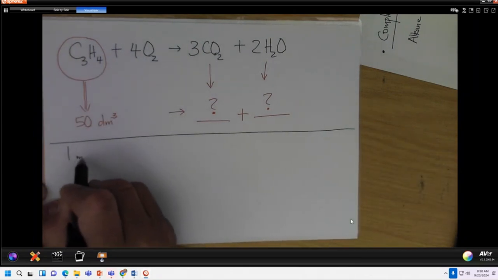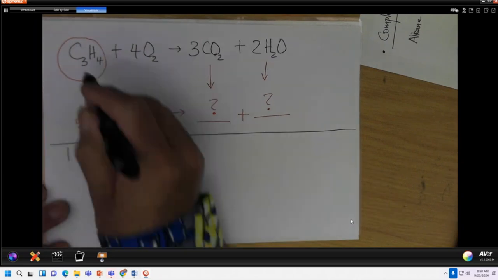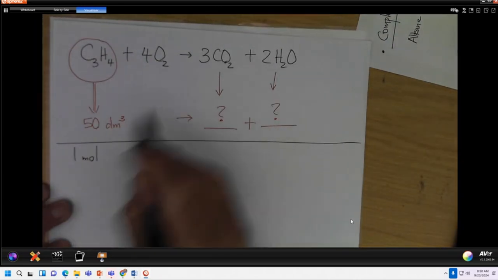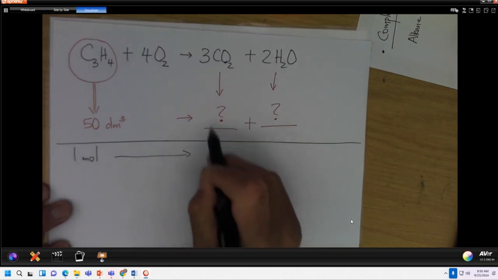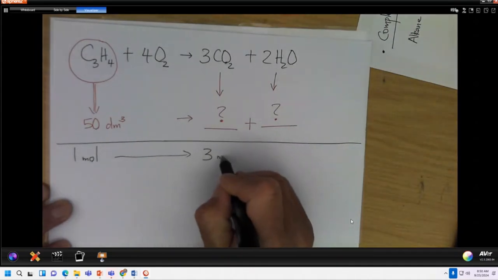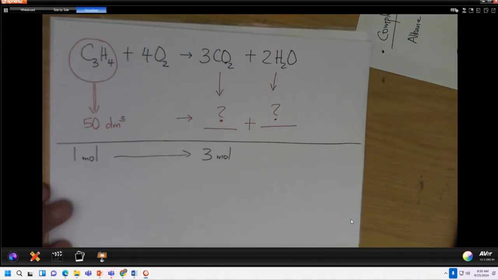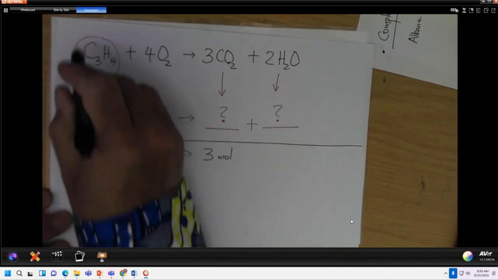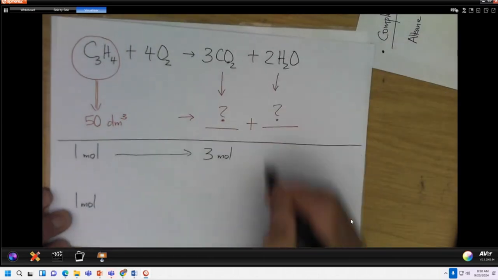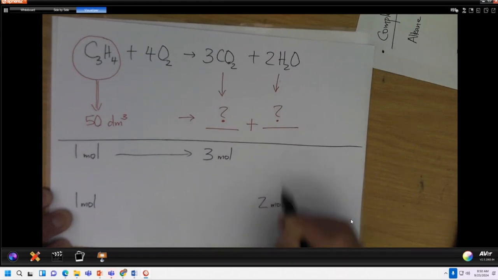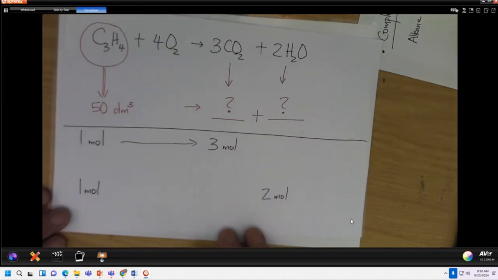1 mole of this compound here, propyne, can you see that? You agree that there's a one here, right? Reacts with or gives rise to 3 moles of that. That's carbon dioxide. And do you notice that 1 mole of this compound, propyne, gives rise to 2 moles of water in its gaseous form.